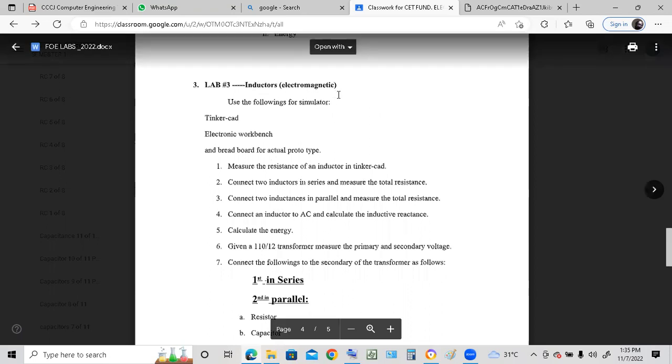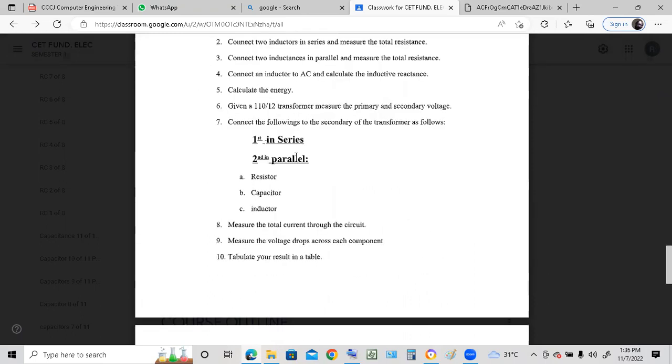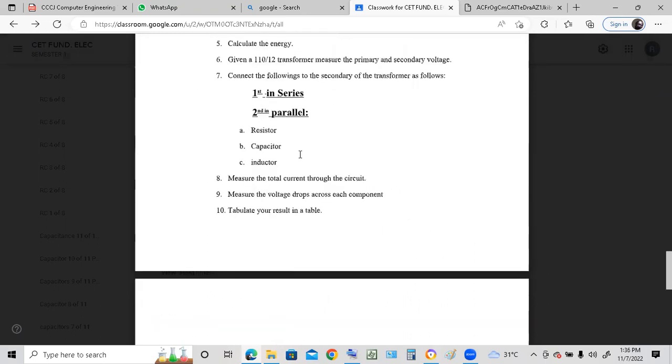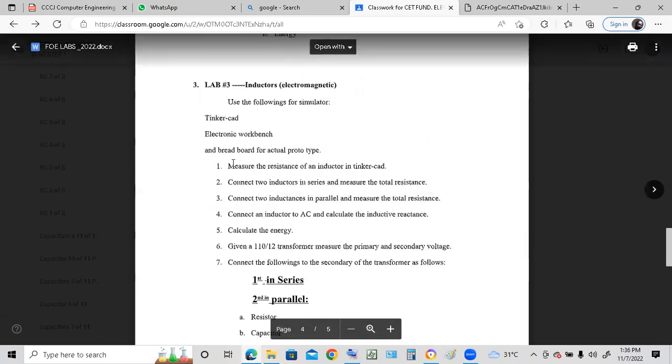And then it will tell you what you are supposed to do. Lab 3, inductors, electromagnetism. So lab 3 is about an inductor or choke or coil, and you have to do some work here on them.